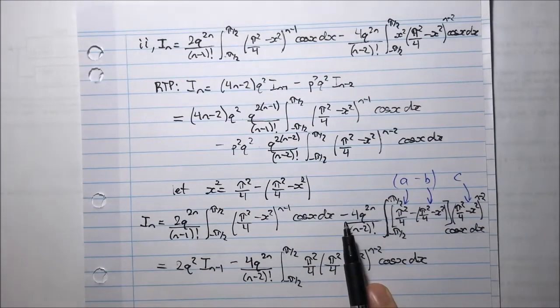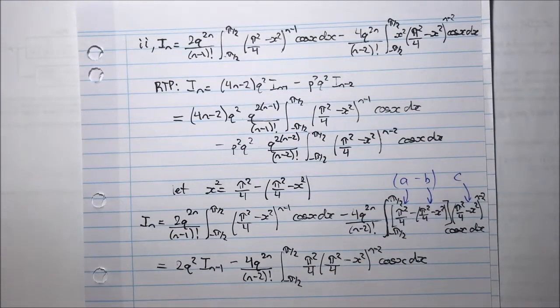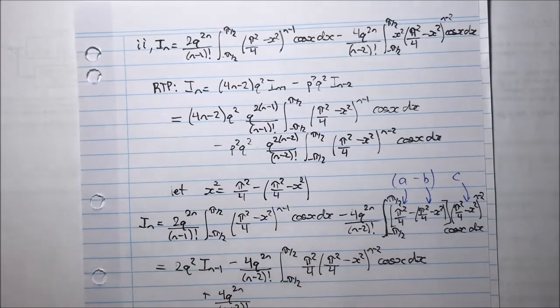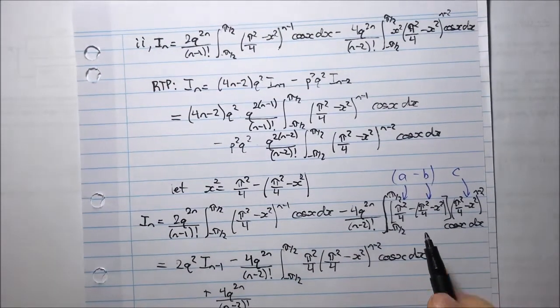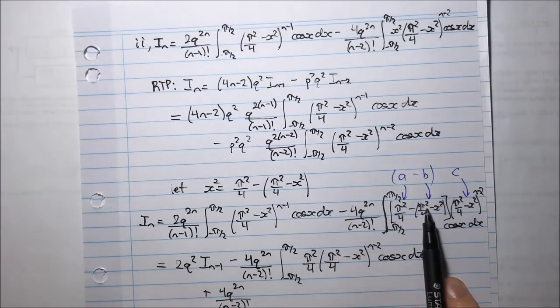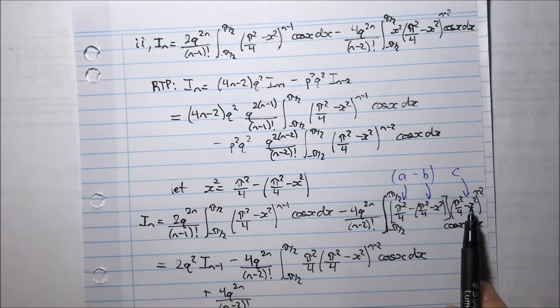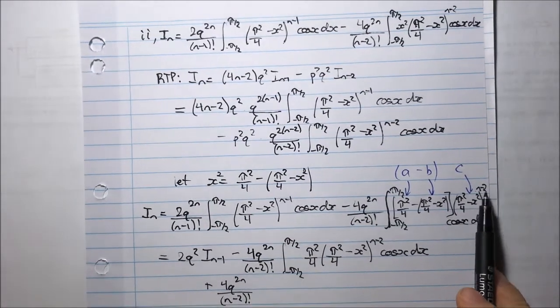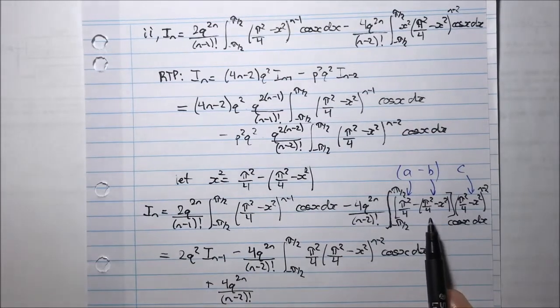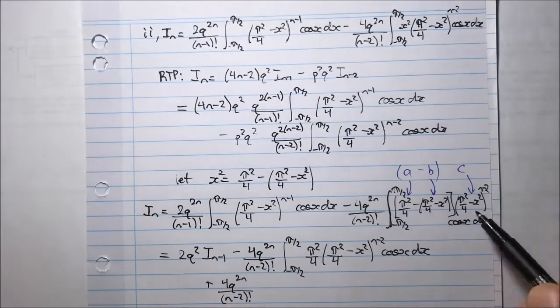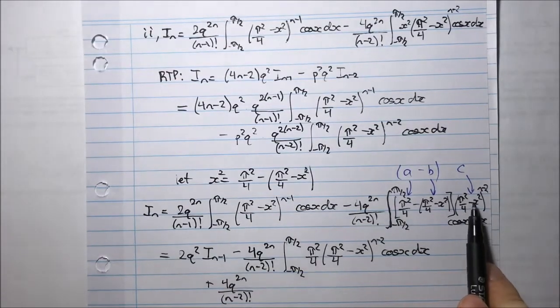So then for the next integral, it will be minus minus, so this is going to be plus 4q to the 2n over n minus 2 factorial. Now what am I left with? This is pi squared on 4 minus x squared, and I'm multiplying that by pi squared on 4 minus x squared to the n minus 2. So it's going to give me pi squared on 4 minus x squared to the n minus 1. I'm adding 1 to this power because this is the same as what's inside here.